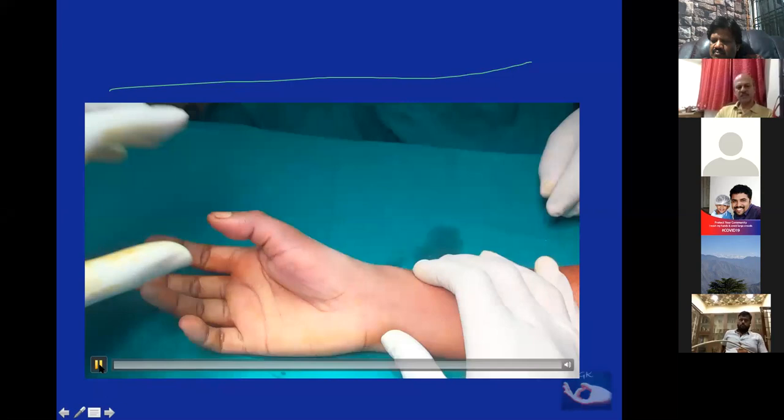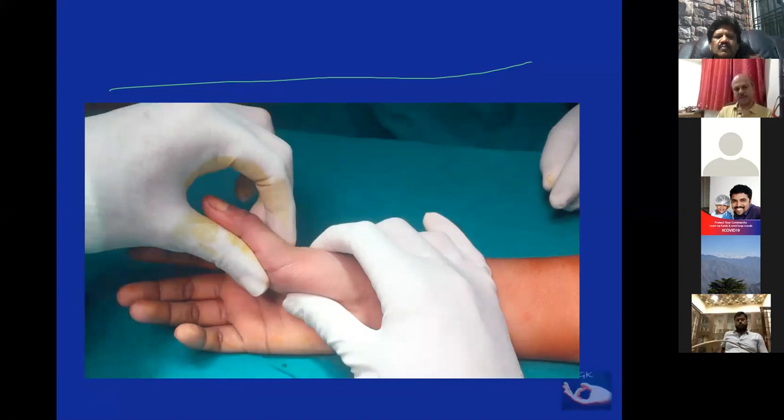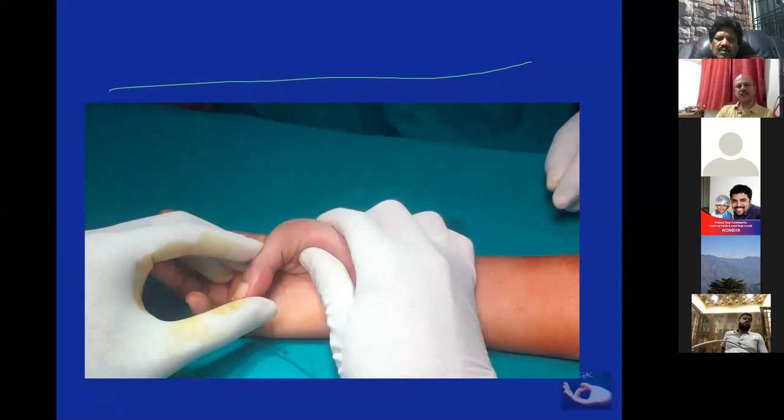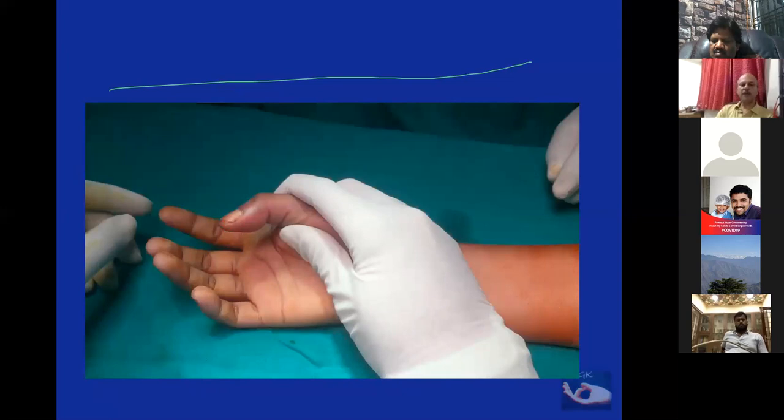When a reduction is done, the first maneuver you need to do, you can see the hyperextension there. You need to hyperextend the metacarpophalangeal joint, give traction, and then flex it. Once this is done, the reduction is complete. Now, once you have done the reduction, you can ask the patient to flex. To a certain extent, the patient will be able to flex, but since the axillary block has been given, the movements may not be completely demonstrable.